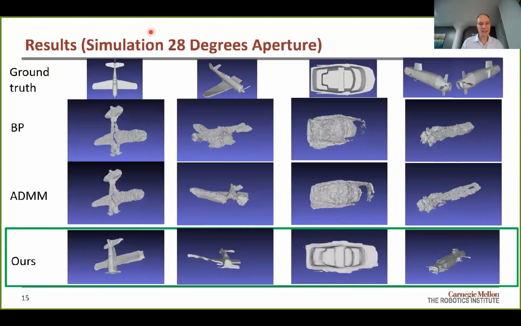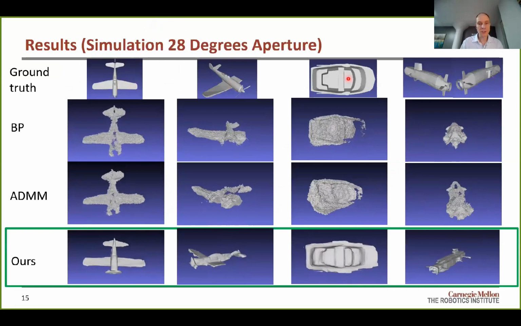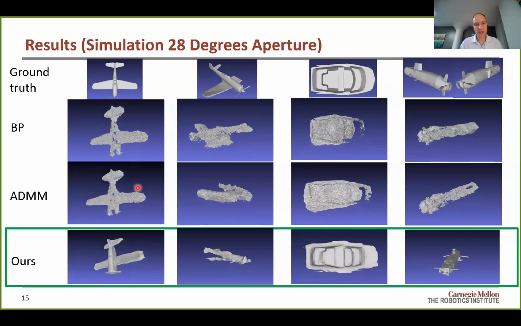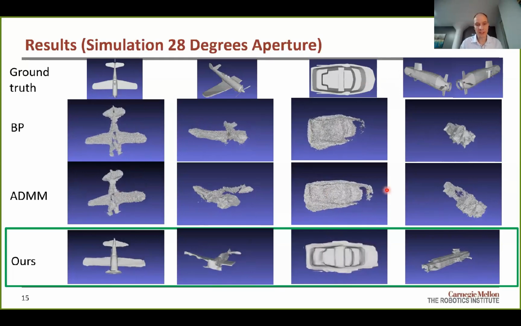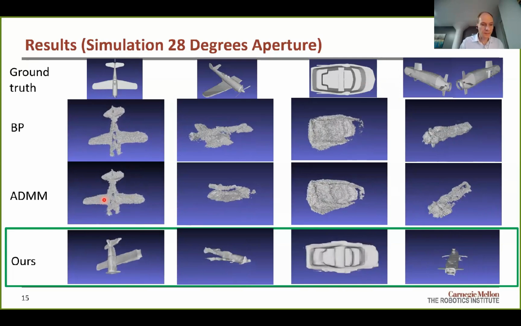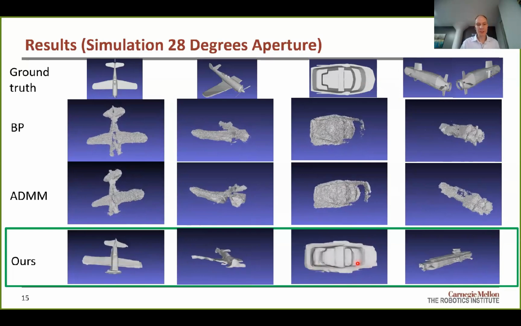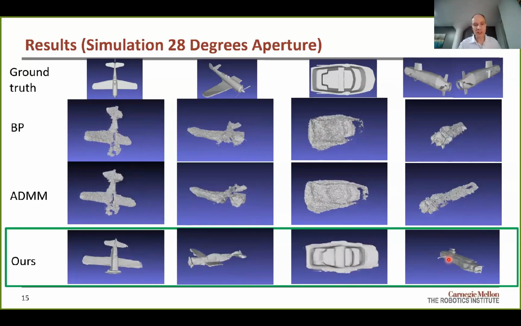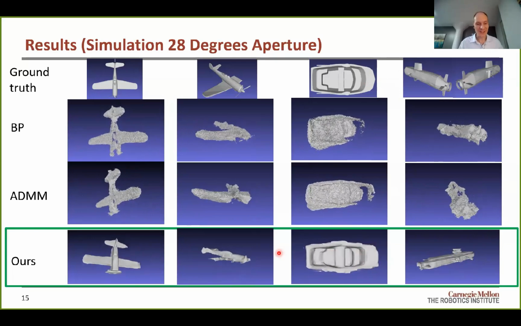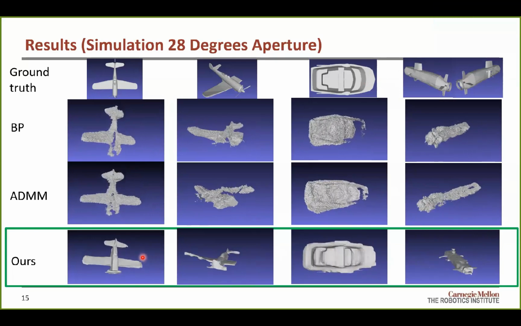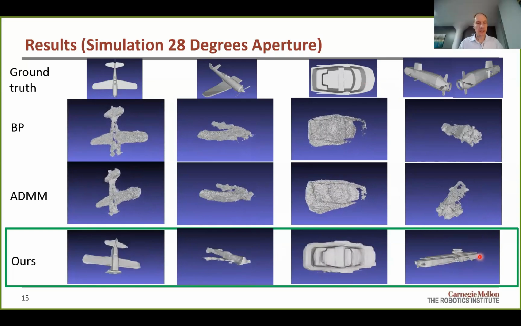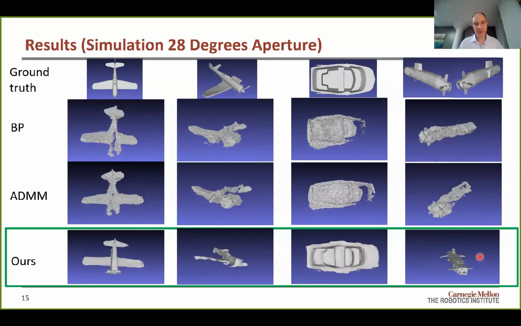So here's a simulated sonar. There are ground truth objects on top. We have belief propagation and ADMM. These are the previous state-of-the-art methods. ADMM is something we developed in-house. And our method can be shown at the bottom. So if you haven't worked with sonar before, these are really awesome results, right? You can actually see what the object is in this, and you actually have quite some details available. So this was quite surprising. But again, this is simulated data.